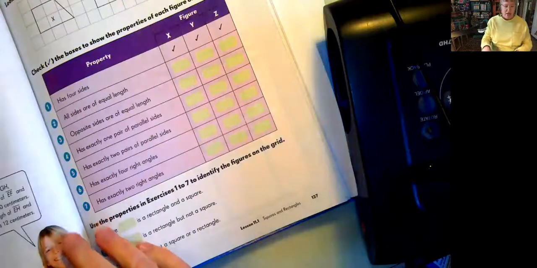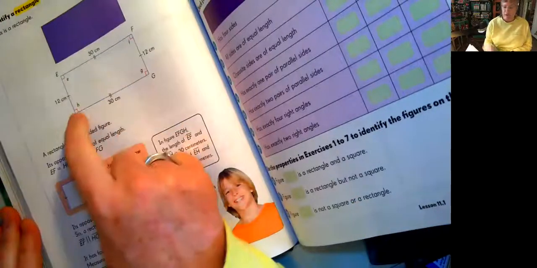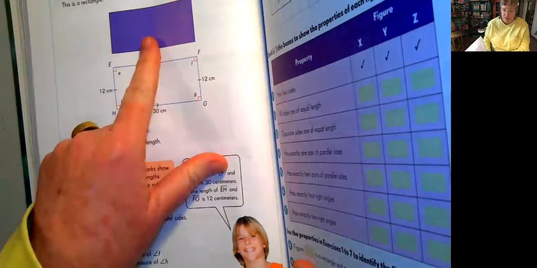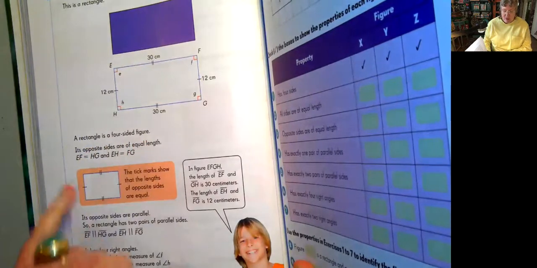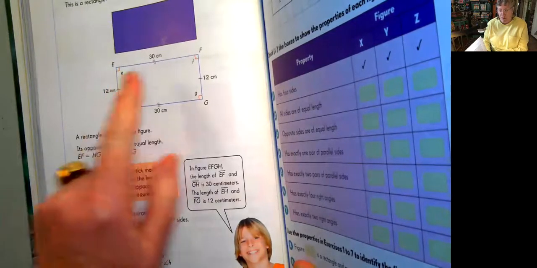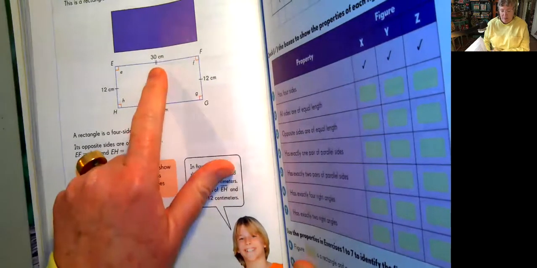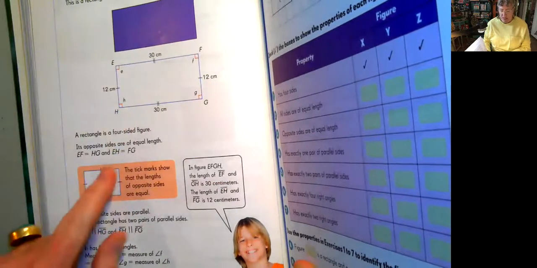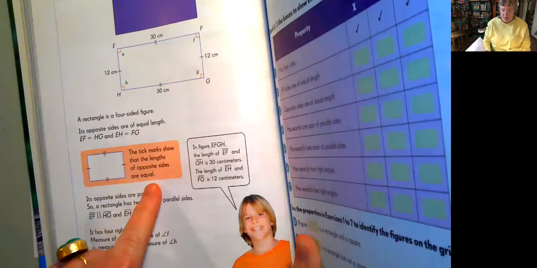All right. Now we're going to look at a rectangle. So we're going to identify a rectangle and we're going to look at its properties. So this is a rectangle. This is a purple rectangle. A rectangle is a four-sided figure. Its opposite sides are of equal length. So this side has to be of equal length with this side. This side has to be of equal length with this side. So EF is equivalent to HG and EH is equivalent to FG.